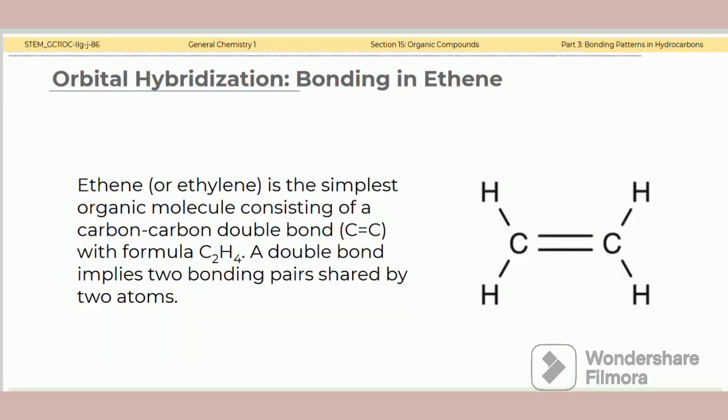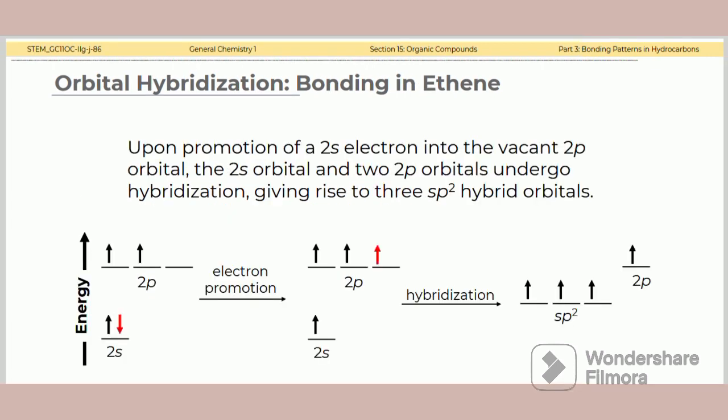Now we have the orbital hybridization of bonding in ethene. Ethene or ethylene is the simplest organic molecule consisting of a carbon-carbon double bond with the formula C2H4. A double bond implies two bonding pairs shared by two atoms. Upon promotion of a 2s electron into the vacant 2p orbital, the 2s orbital and two 2p orbitals undergo hybridization, giving rise to three sp2 hybrid orbitals.